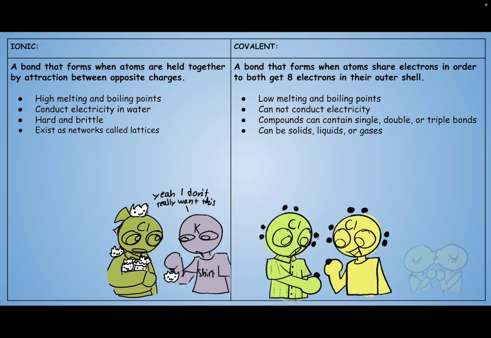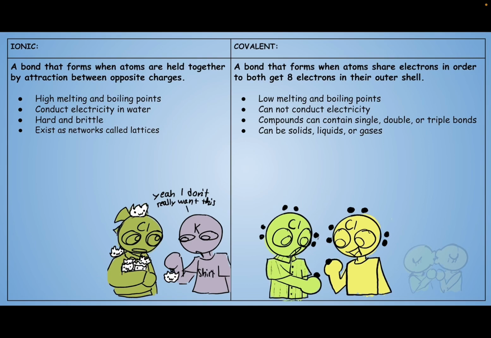Okay, so ionic bonds is a bond that forms when atoms are held together by attraction between opposite charges. They have high melting and boiling points, conduct electricity in water, are hard and brittle, and exist as networks called lattices. So basically what they kind of do, I'll get a little more into it later.